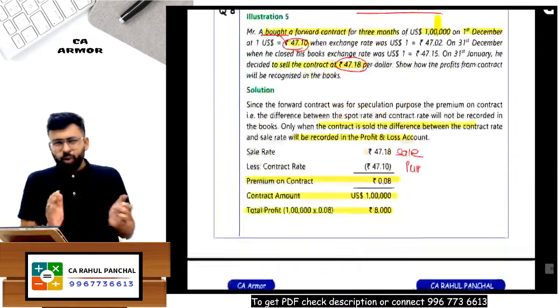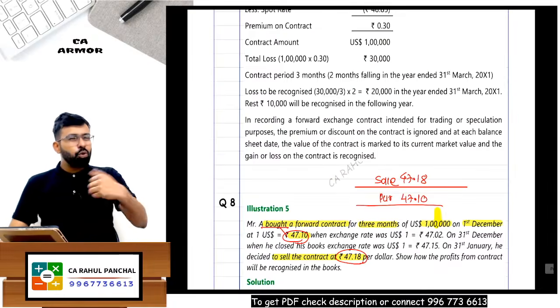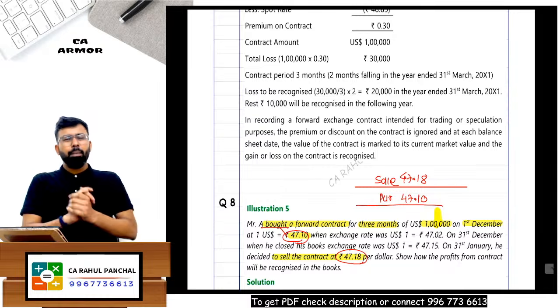That is the maximum I can do in 1 hour. It takes 4 to 5 hours to explain in detail, but I'm trying in 1 hour.